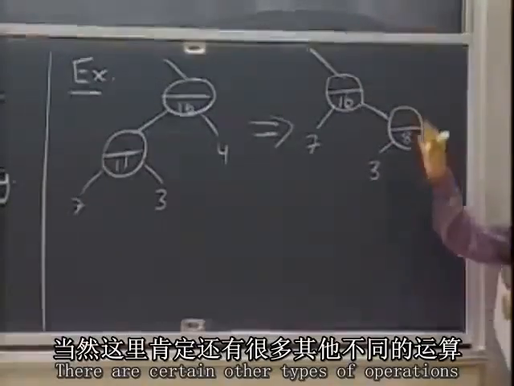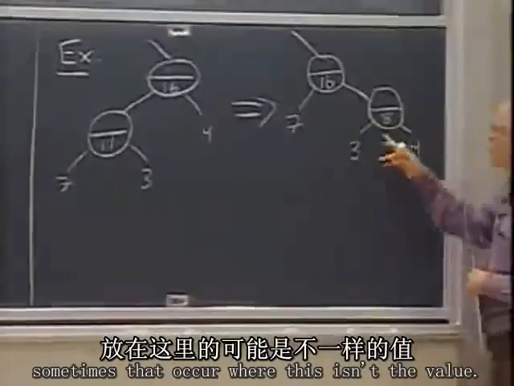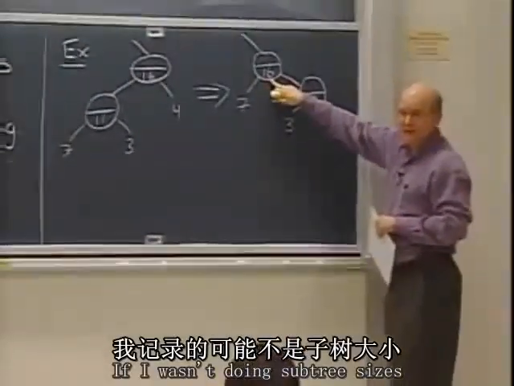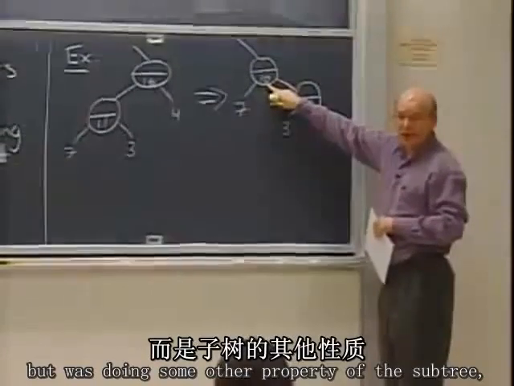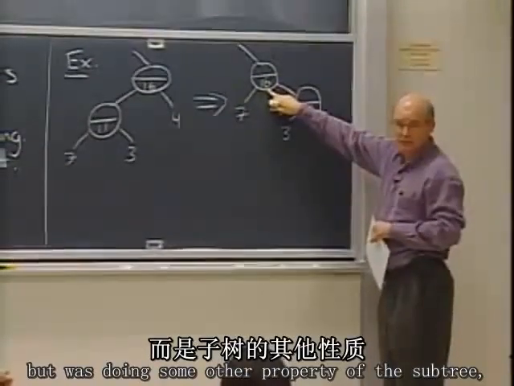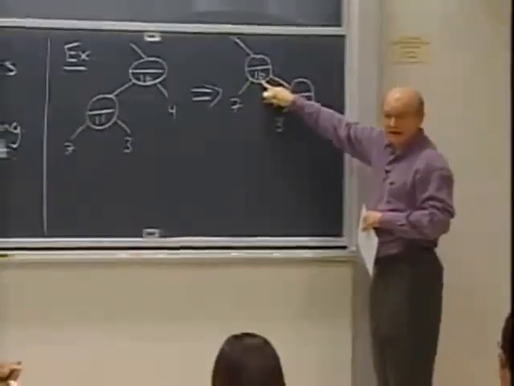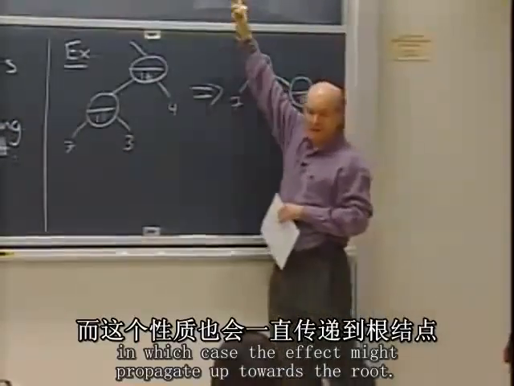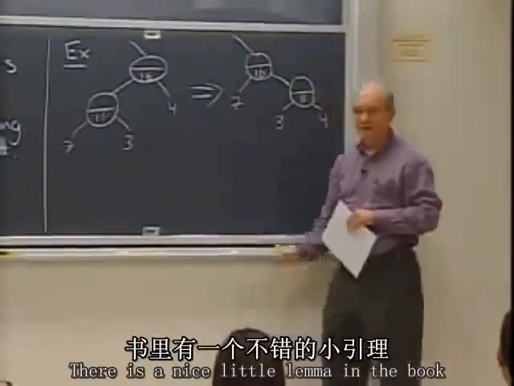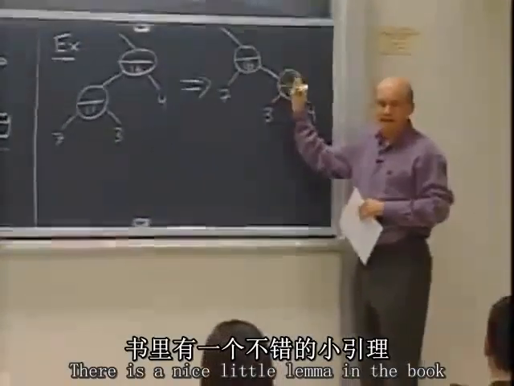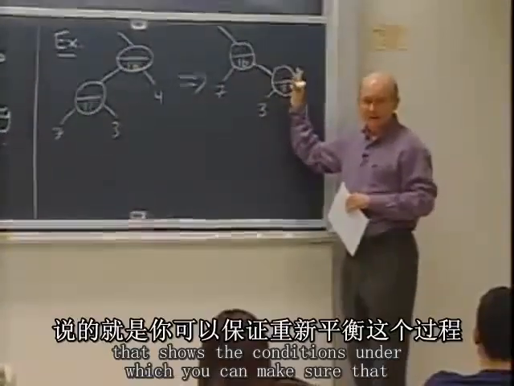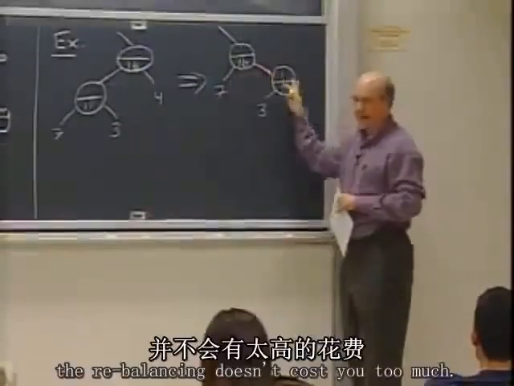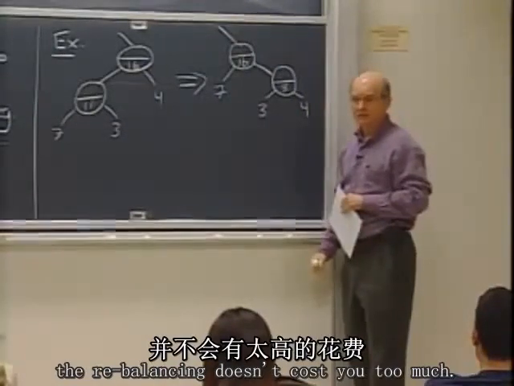Now there are certain other types of operations sometimes where this isn't the case. If I wasn't doing subtree sizes but some other property of the subtree, it could be that this was no longer 16, in which case the effect might propagate up towards the root. There's a nice little lemma in the book that shows the conditions under which you can make sure that the rebalancing doesn't cost you too much.